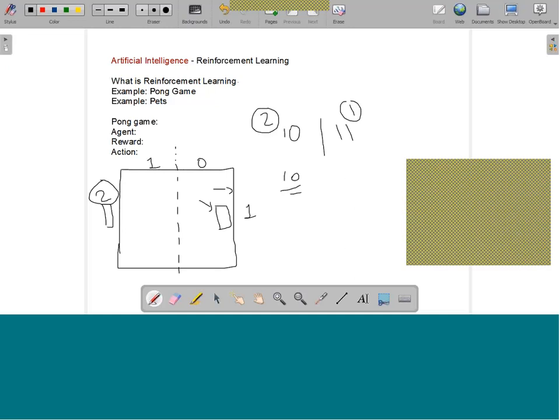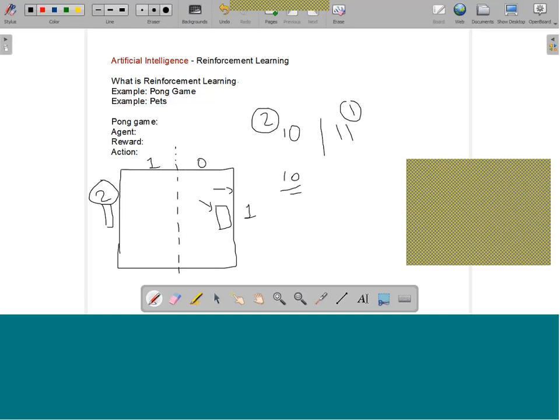You can assume this is player one and this is player two. Both are agents. So in the Pong game, who is the agent? The players. Reward? The score is the reward. Action is up and down. And what is the episode? A sequence of movements like up, down, up, down, up, down, whatever you have taken. So it is called an episode.